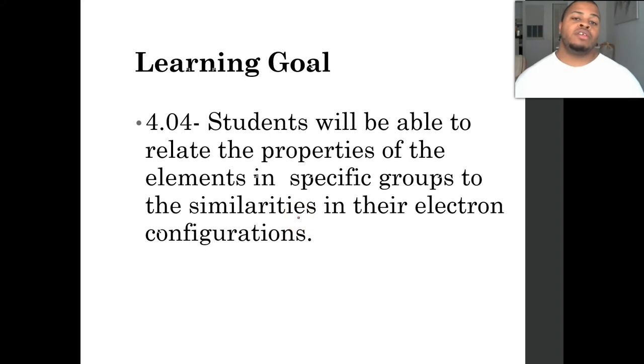All right, we've made it to our final video for this unit. Now, this is going to be our learning goal for this unit. We're going to look at how we're going to be able to relate the properties of the elements in specific groups to their similarity in their electron configuration. Electron configuration is this brand new thing that you guys are going to be hearing of. But again, we're going to walk our way through it, take our time, and make sure that we understand.